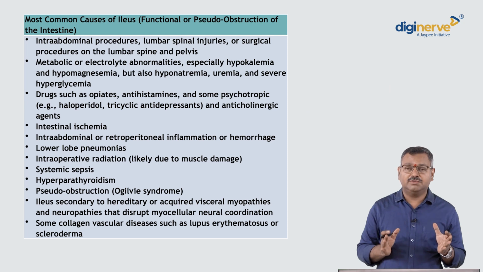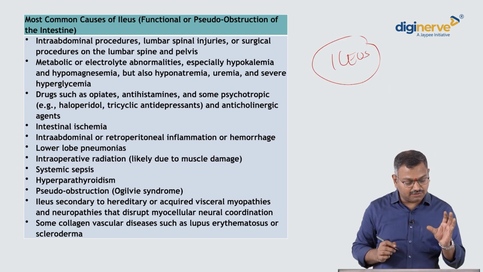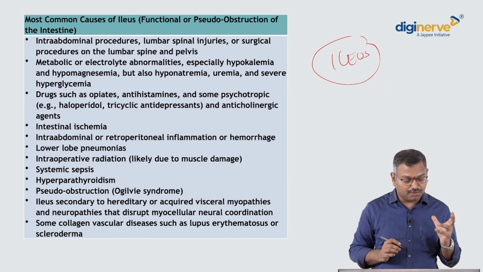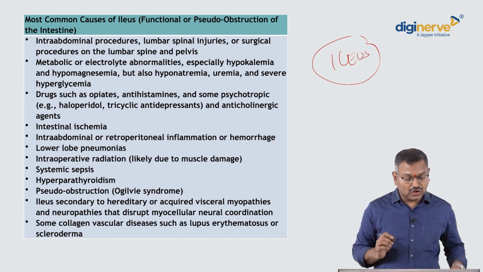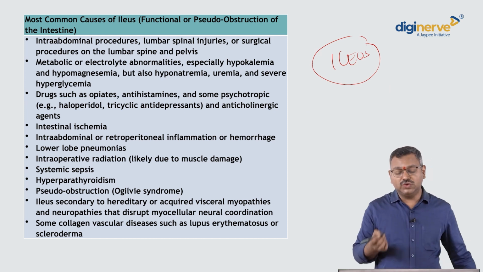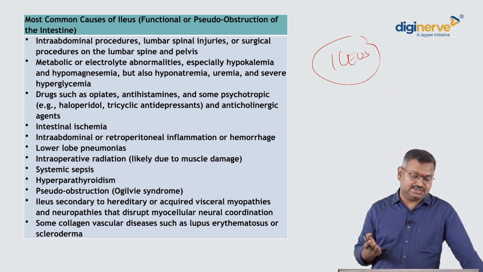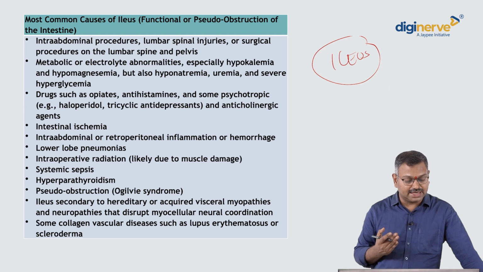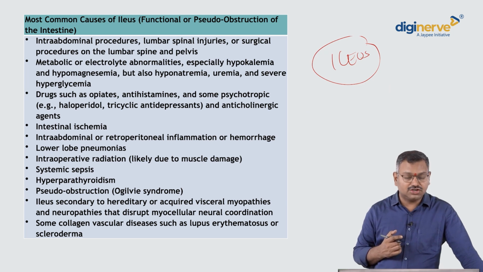Now this is what we call the ileus. So paralytic ileus, as we said, has a lot of medical causes, and the important ones that we should always remember are hypokalemia, hypomagnesemia and acute pancreatitis. Also the patients can have severe uremia or acidosis or sometimes hyperglycemia. It could be secondary to drugs. A large number of drugs cause ileus, like opiates, antihistamines, anticholinergic agents. Intestinal ischemia can produce that. Also severe sepsis, intraoperative radiation exposure.